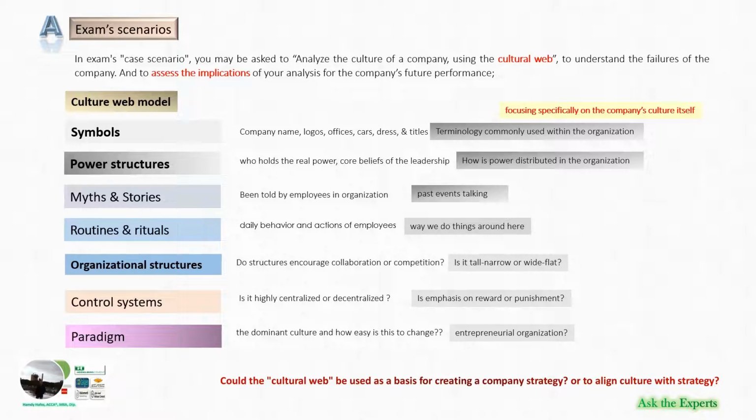Now, could the cultural web be used as a basis for creating a company strategy? Or to align culture with strategy? Your understanding of this slide will help answer this question.